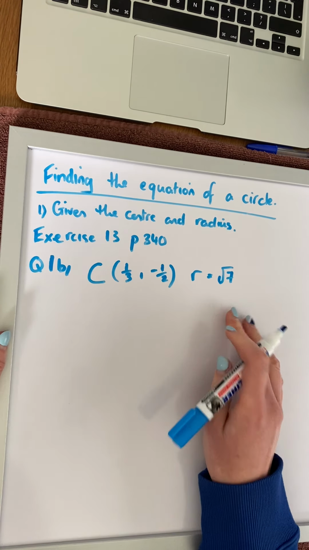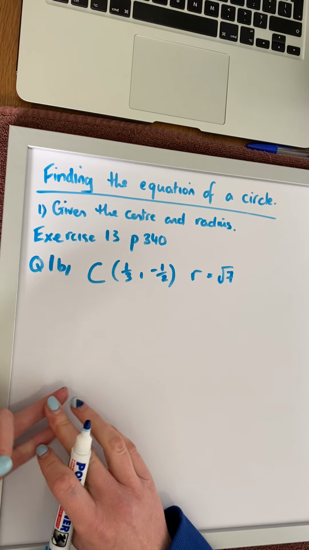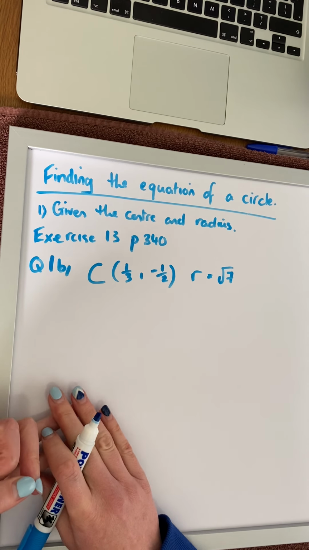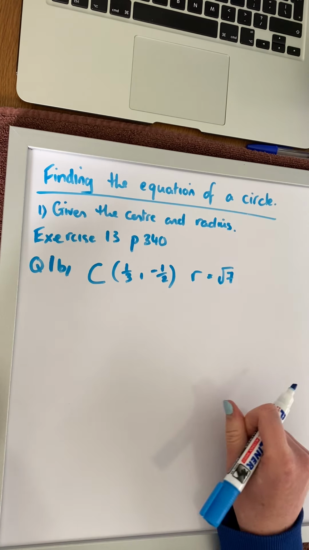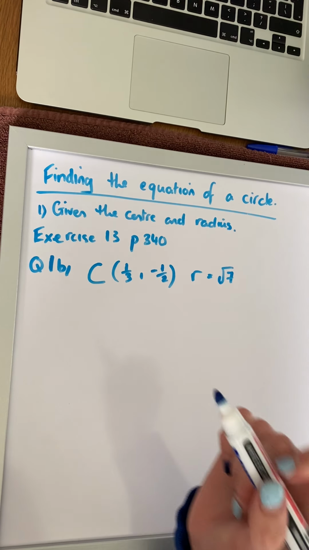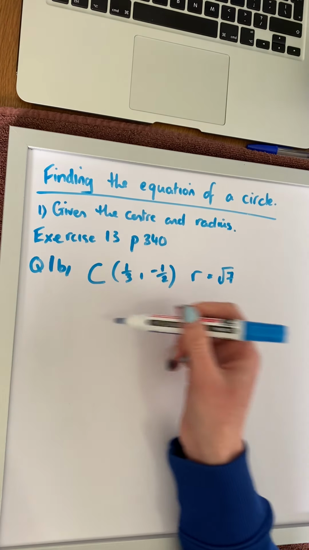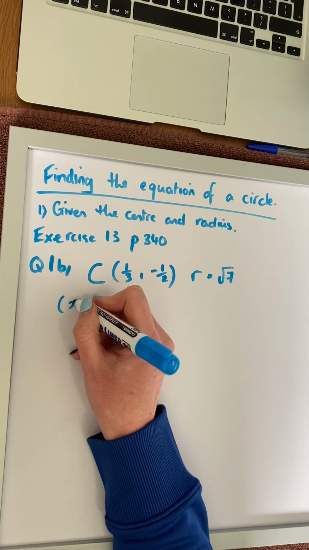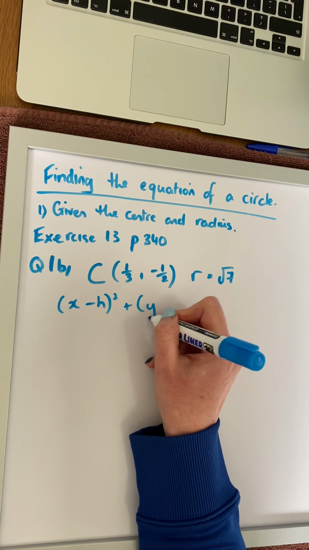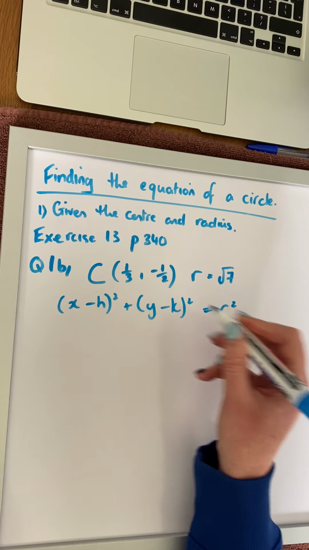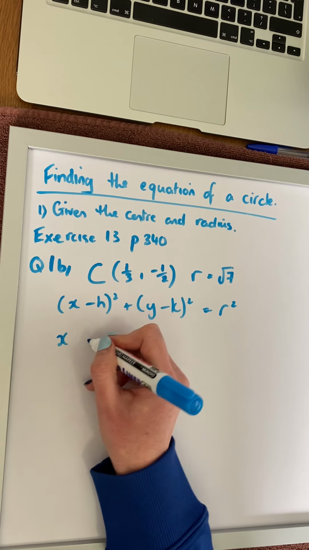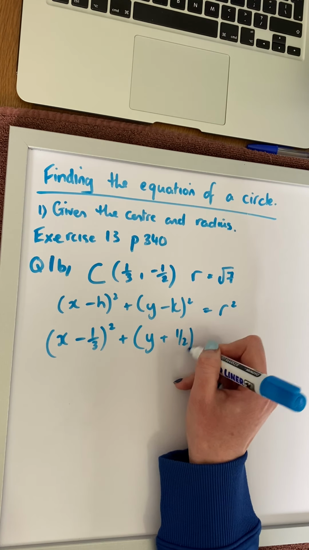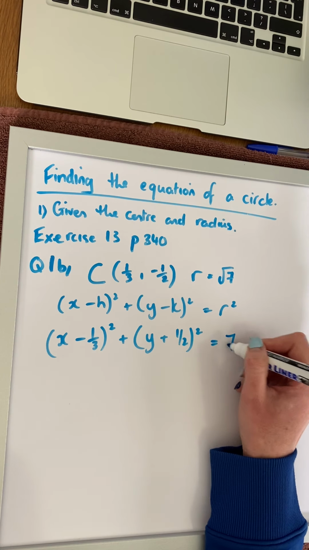So when we're given this information, remember we have two possible equations of a circle to choose from. (x minus h) squared plus (y minus k) squared equals r squared, or the general equation of a circle, which is x squared plus y squared plus 2gx plus 2fy plus c is equal to 0. You have to choose one which suits the information that you are given. In this case, where we are given the center and the radius, the easiest option is (x minus h) squared plus (y minus k) squared equals r squared. We can simply fill this information in directly. So we have (x minus 1/3) squared plus (y plus a half) squared equals root 7 squared, which is 7.